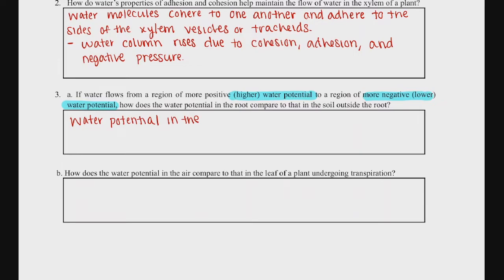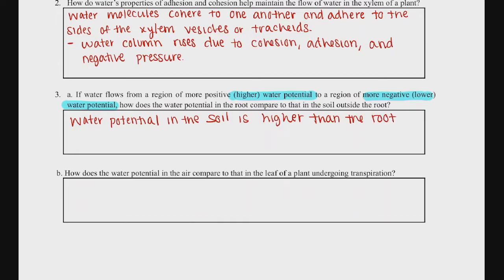Does the property of water change? Here, let me finish this. Let me write this down because I know that I will not finish the sentence if I don't do it right now. Soil is higher than the root. Okay.